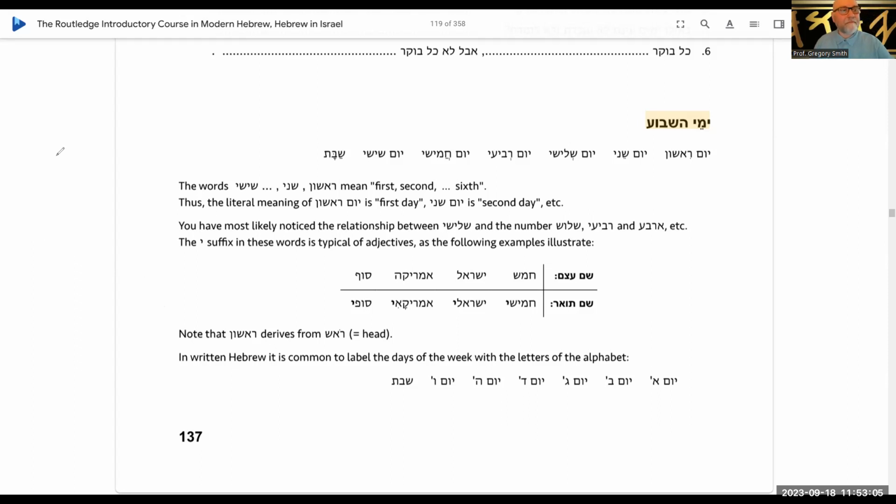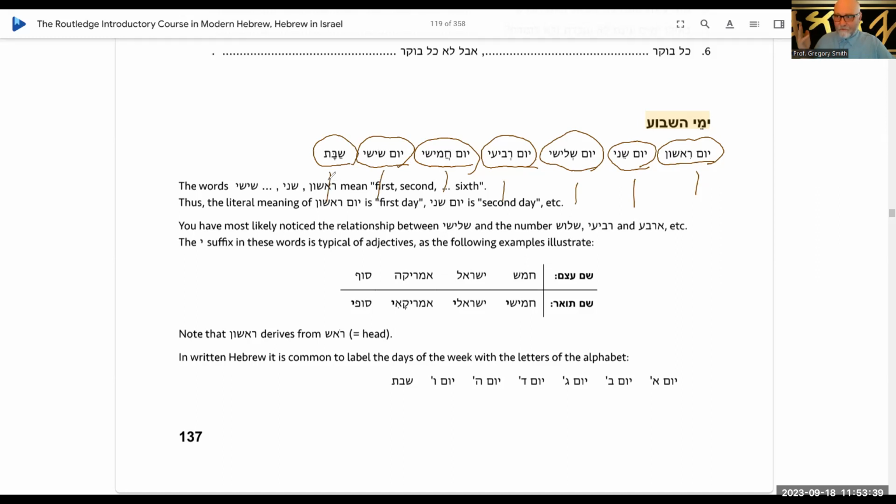I like this. Okay, so we've got Yom Rishon, which would be like Sunday. Yom Shani would be like Monday. Yom Shlishi would be like Tuesday. Yom Reve'i, that would be like Wednesday. Yom Hamishi, Thursday. Yom Shishi, Friday, and then Shabbat. Yom Shabbat. Okay, so you've got Sunday, Monday, Tuesday, Wednesday, Thursday, Friday, and there's Shabbat. So you got 1, 2, 3, 4, 5, 6, 7.